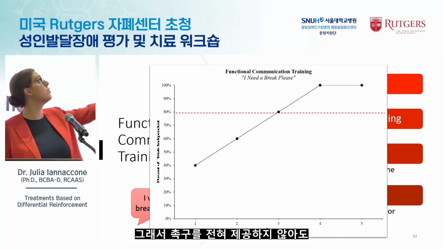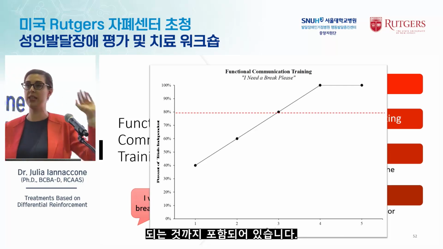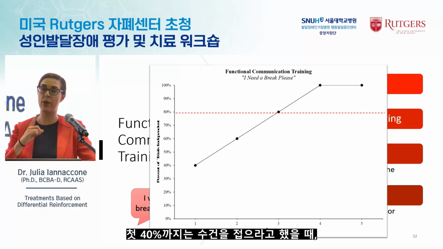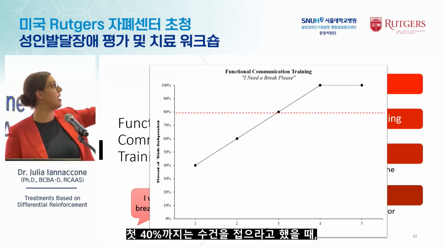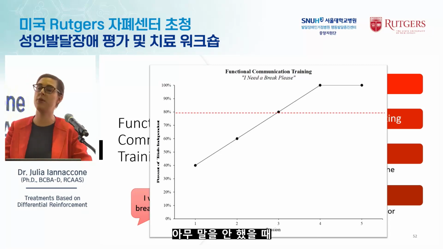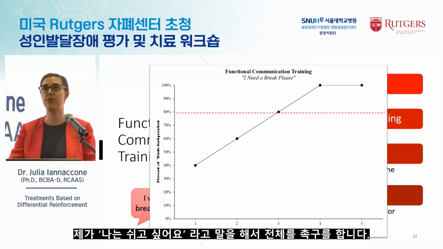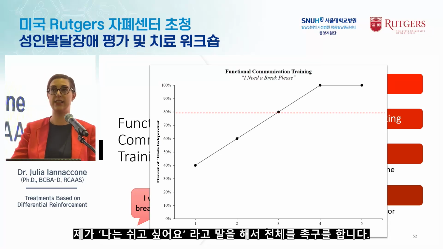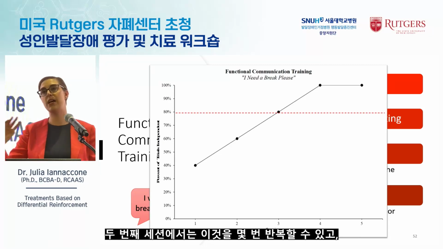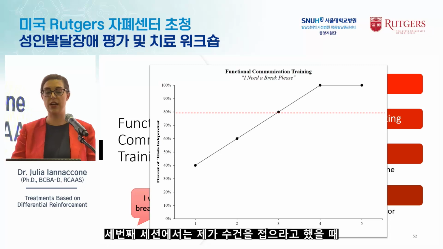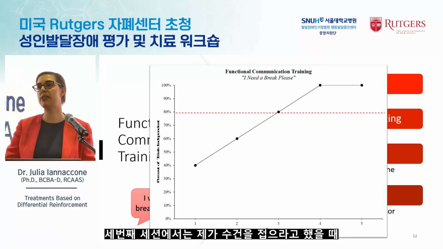So this is scaled 0 to 100% independent responding, meaning I didn't need to give any prompts. So maybe in that first session, he was at 40%, so maybe for a couple of them, I said, fold the towel. He didn't say anything, and I had to say, I want a break, please. So I had to provide the full echoic prompt, so that one would not have been scored as independent. Maybe in session 2, that happened a couple of times.